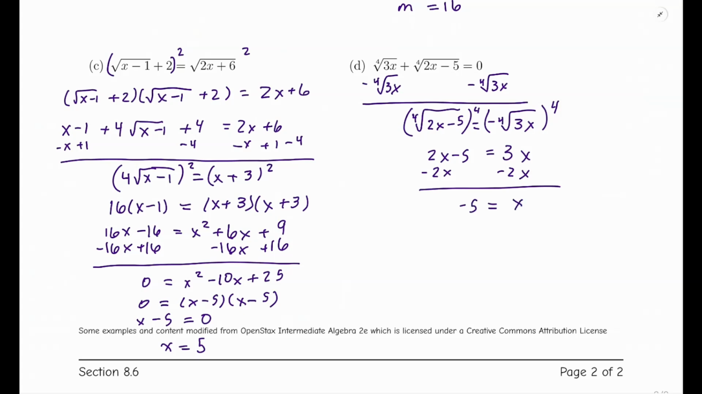When you plug this in to the first one, you get the fourth root of negative 15, which is an even root of a negative number. It does not work, so there is no solution to this equation. And that is it for section 8.6.